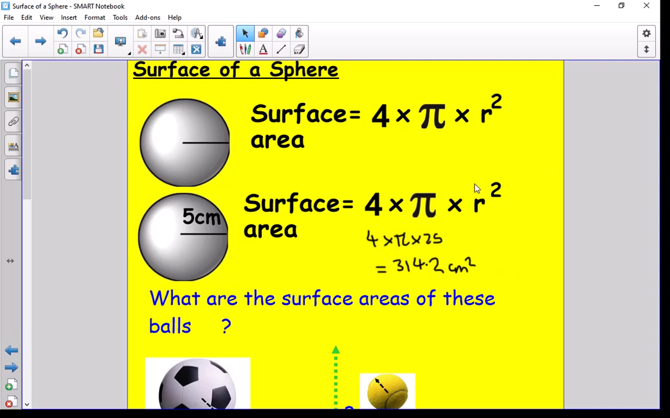Just be very careful. Remember, it's 5 squared. In other words, if you do 4 times pi times 5, get a value, then square the whole lot, you're not going to get the correct answer. It's just the 5 that's being squared.